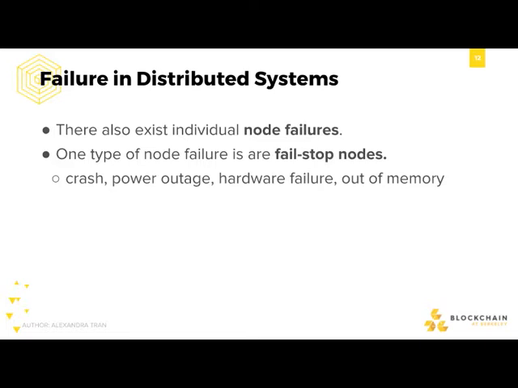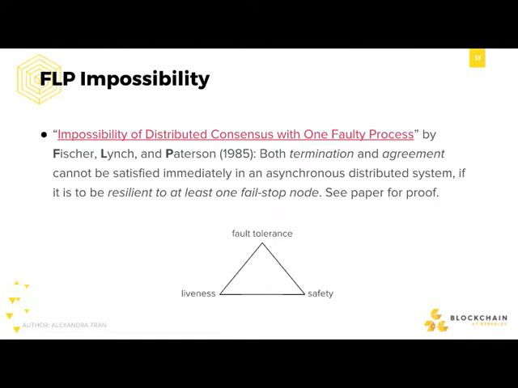And these node failures play into this impossibility result called the FLP Impossibility, which comes from this paper written by Fischer, Lynch, and Paterson in '85. Their result was that both termination and agreement cannot be satisfied in an asynchronous distributed system if it is to be resilient to at least one fail-stop node.